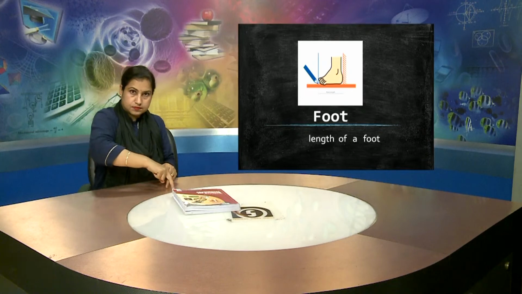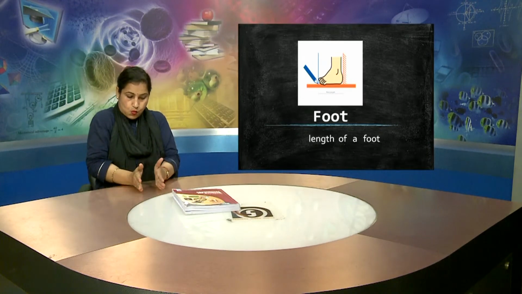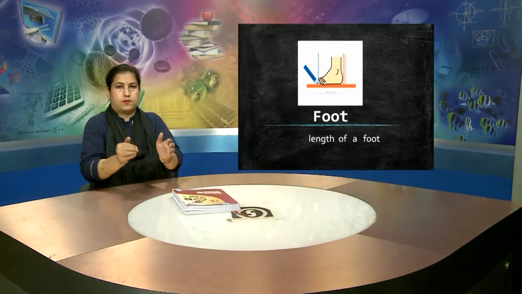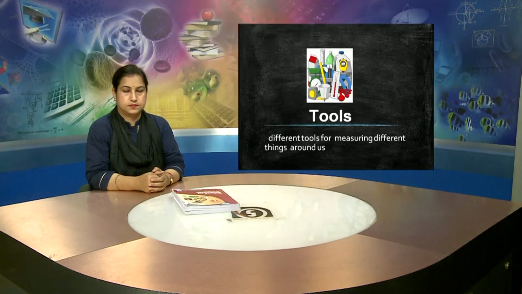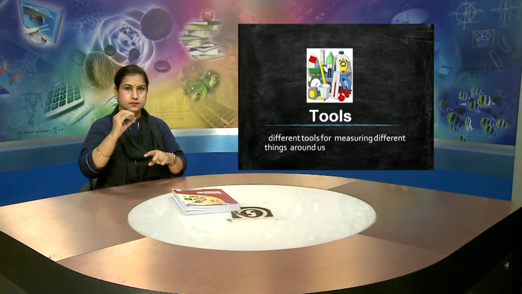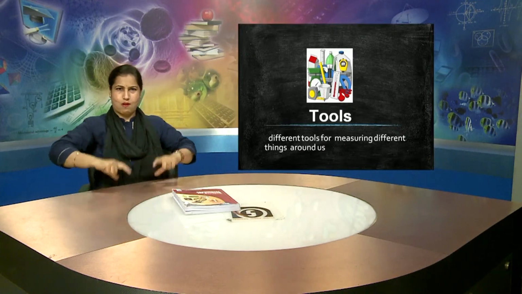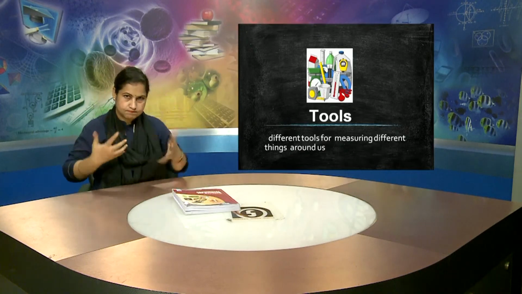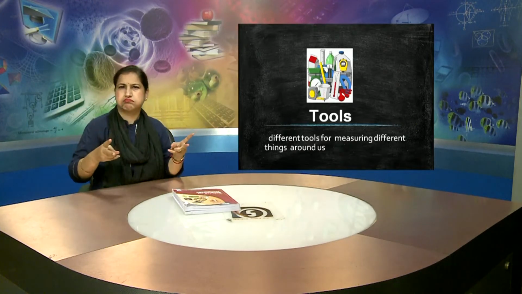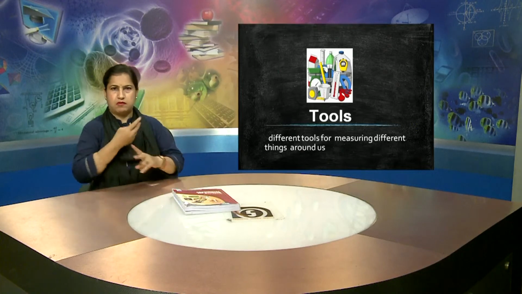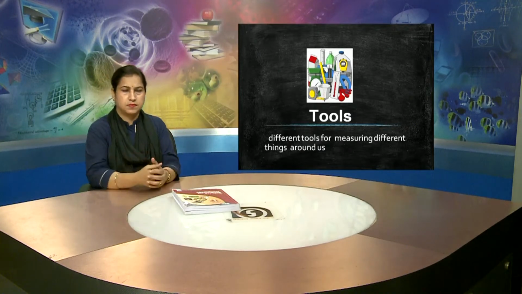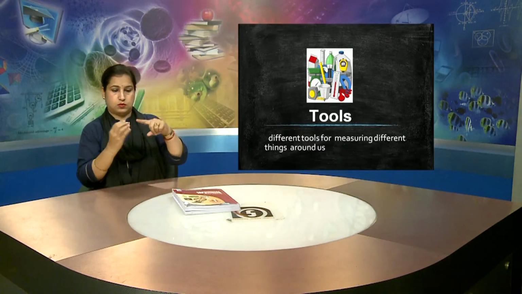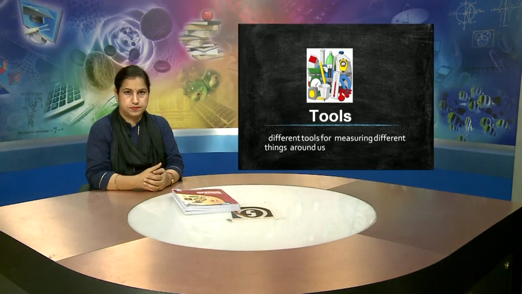Foot: length of a foot. Tools: different tools for measuring different things around us. For example, we measure fever from a thermometer, we measure BP from a BP machine. There are different kinds of tools for measuring different things. That is called tools.